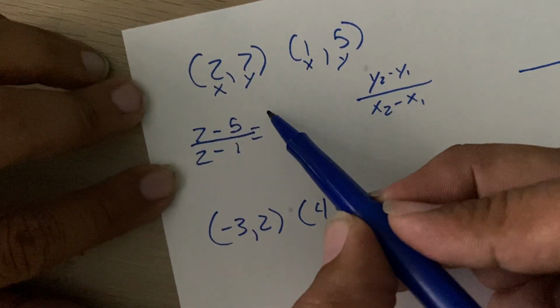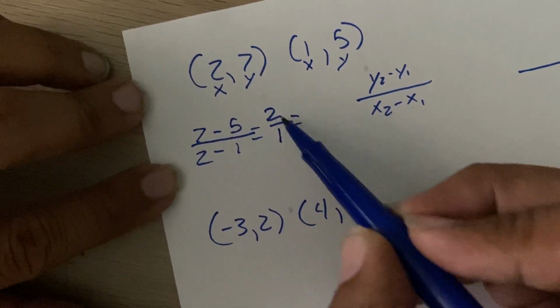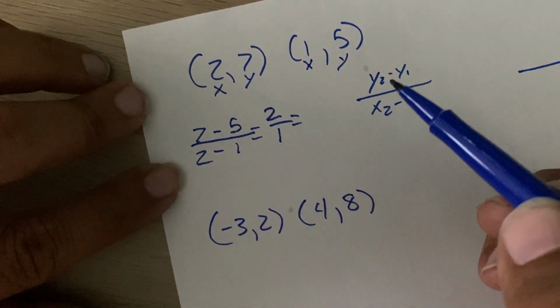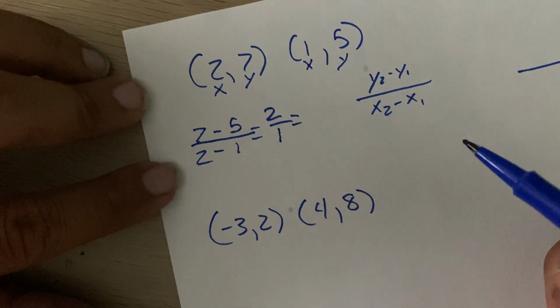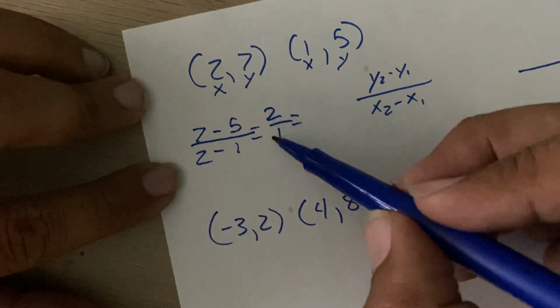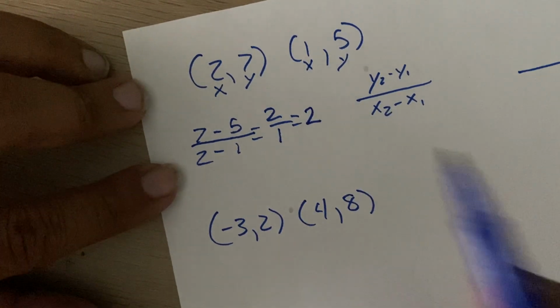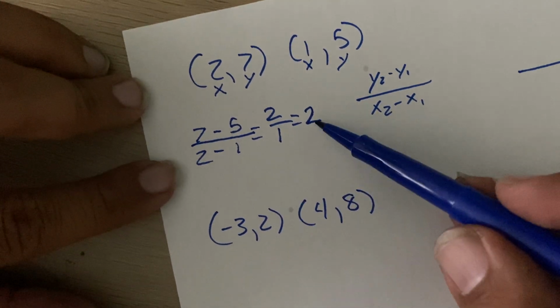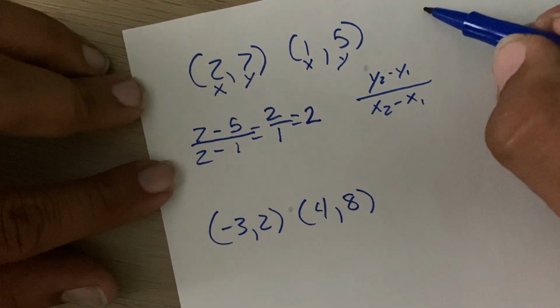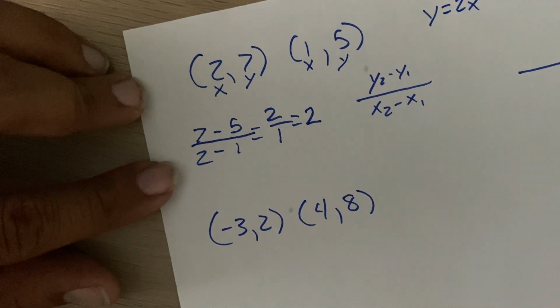7 minus 5 is 2. 2 minus 1 is 1. 2 divided by 1 actually can be done. In the other ones we did previously, you couldn't divide them and make a whole number. So these can divide and make a whole number. They're both even, so it's going to be positive 2. So the slope for this is 2. If I asked you to write this as an equation, you would write y equals 2x. Okay?